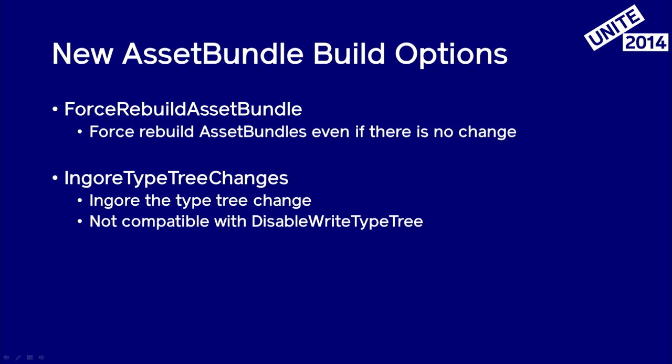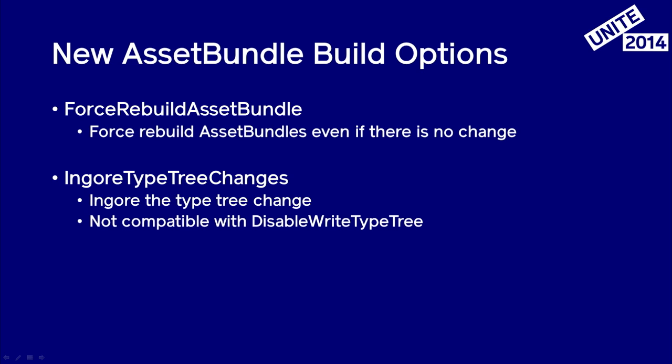So, new AssetBundle build options. Here we want to talk about ForceRebuildAssetBundle and IgnoreTypeTreeChanges. The first one, if you set this flag, Unity will force rebuild AssetBundles even if there is no change. You may want to do this when, for example, you're trying to build everything ready for your publish, right?